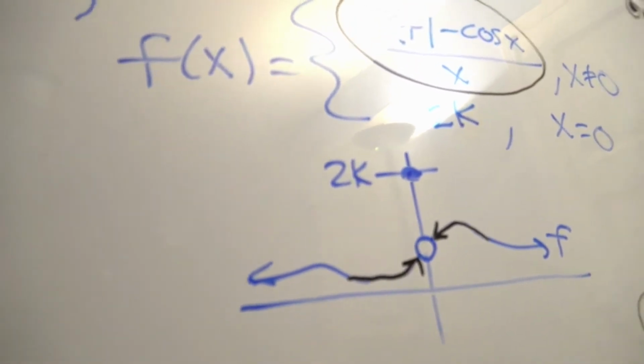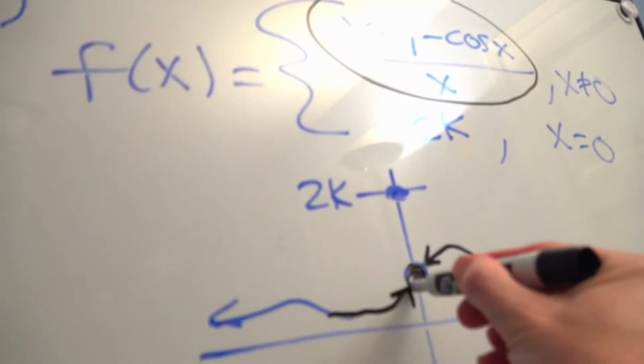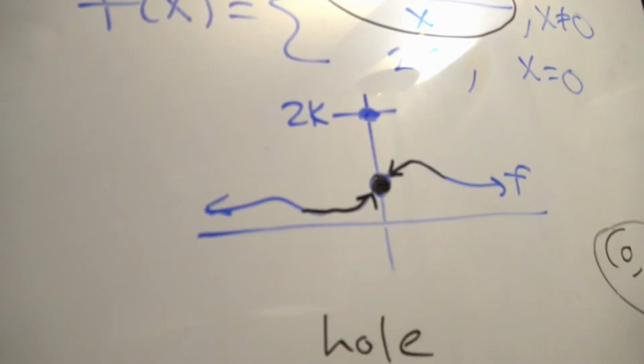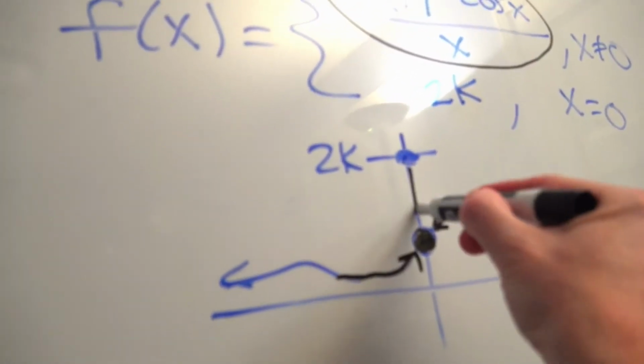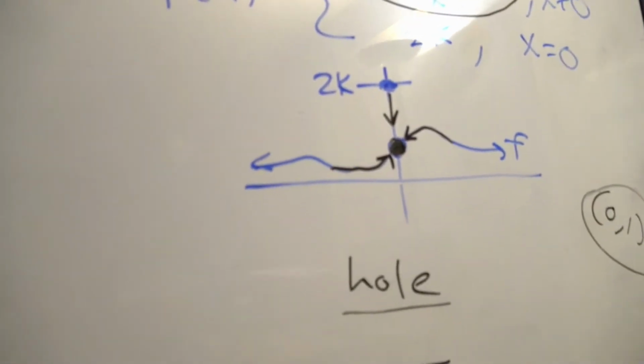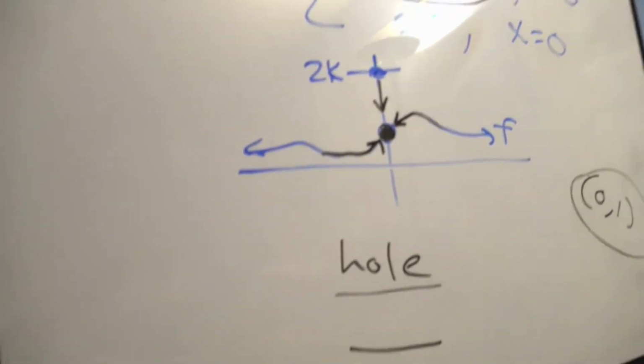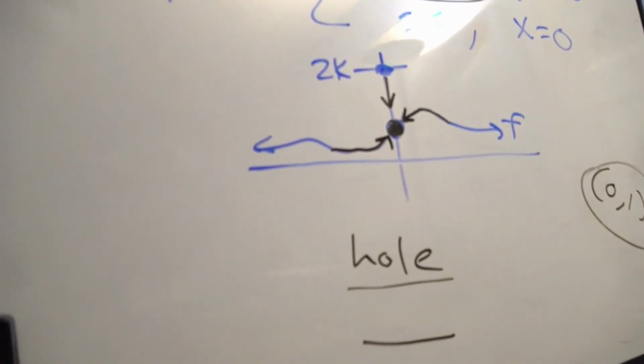We're going to patch the hole. So I want to move that blue dot down to there. Then we would make a continuous function. Now that's kind of clever. That's a way that they could ask it on the AP test and in college. So find the value of k that would make this continuous.